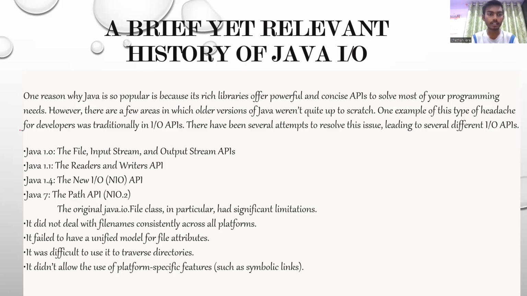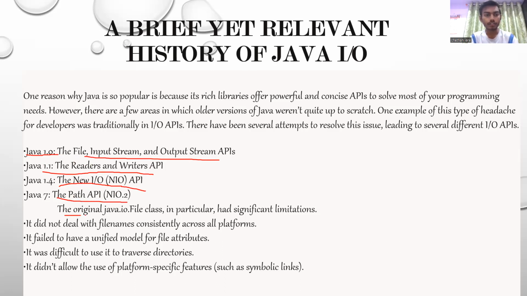There are many APIs. The first one is the Java file input stream and output stream APIs, the next one is the Java readers and writers APIs, the next one is the new input and output, NIO, and next the path API, NIO.